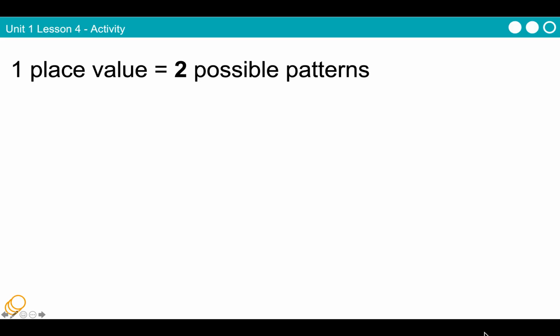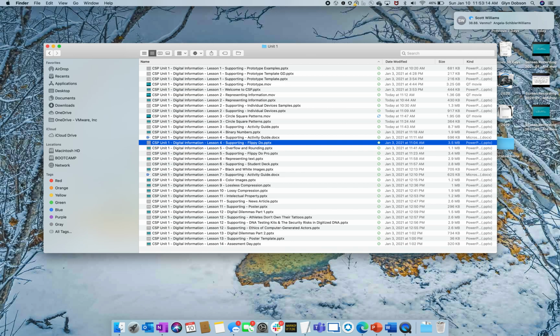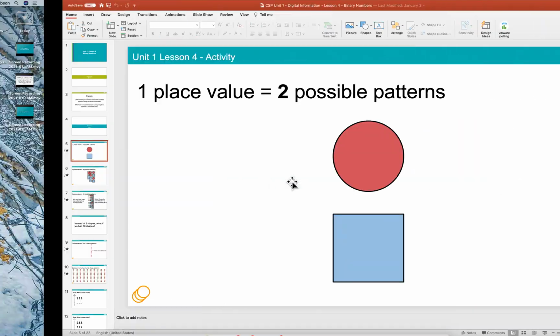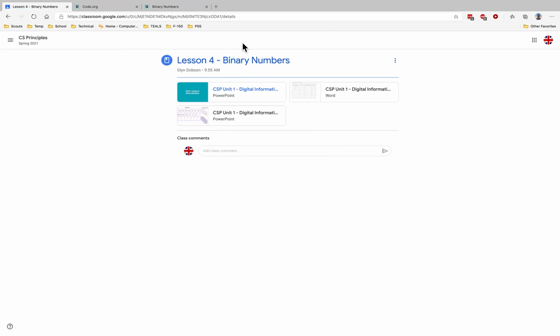So, activity. Let's go ahead and go into Google Classroom. We're in Google Classroom for Lesson 4 binary numbers. Go ahead and download the Unit 1 Digital Information Activity Guide, and go ahead and download the Flippy-Do PowerPoint for Lesson 4. So we're going to use those as we work through today's activities.